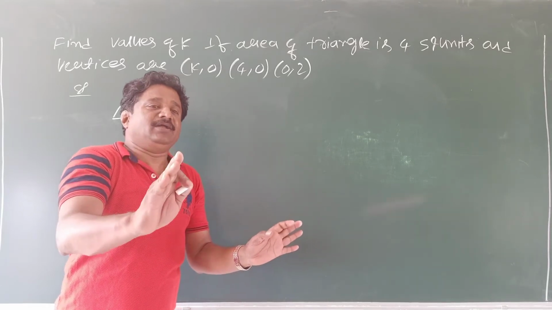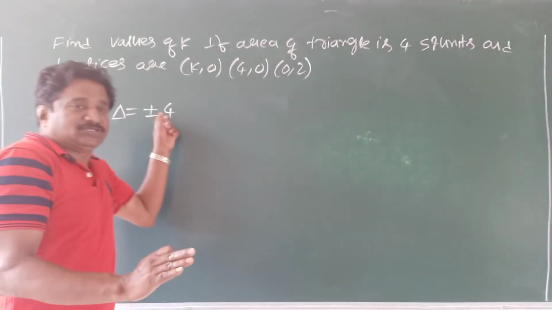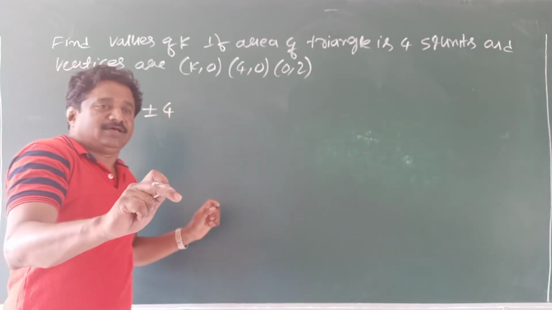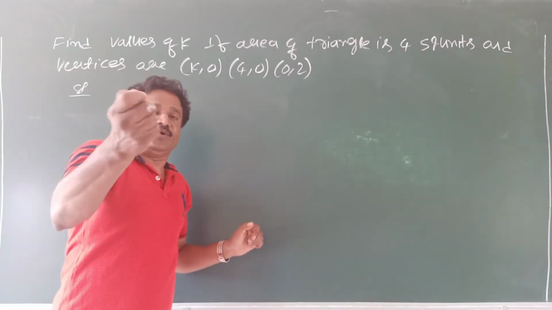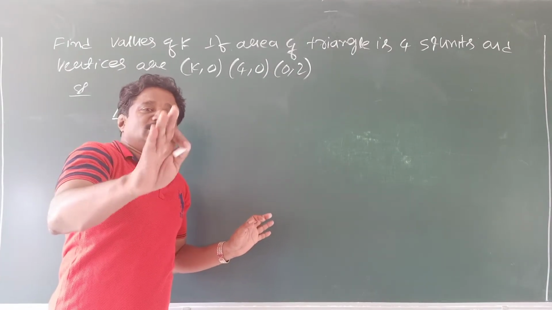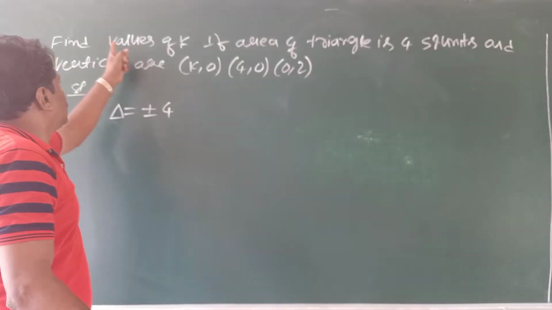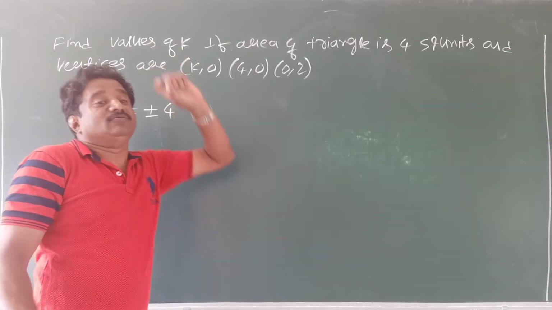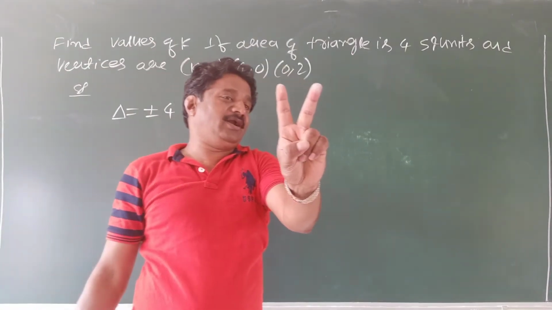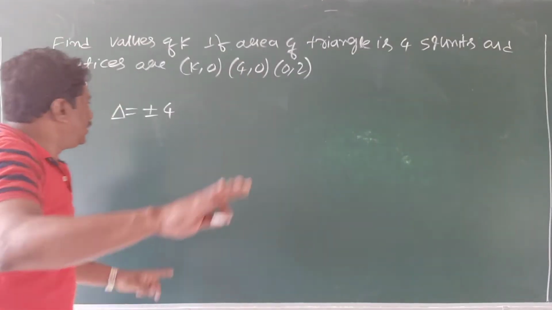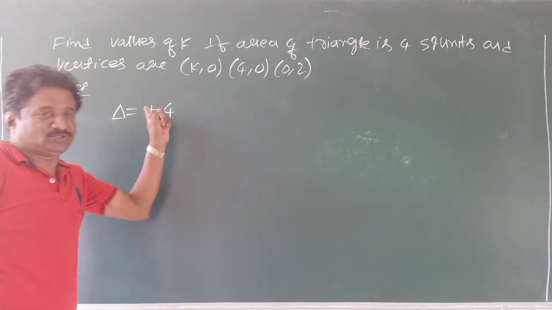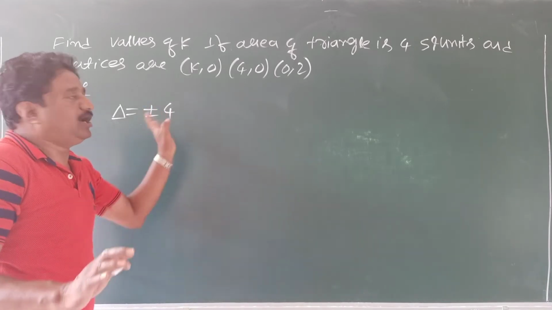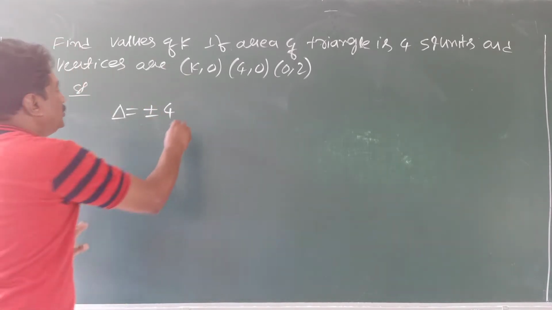For some other determinants we will get a negative value. Keeping that in mind, whenever the delta value is given, you go for using plus or minus. Here it is asked, find the values of k. Values of k means how many k's are required? 2 k's. For 2 k's I must use plus or minus. If I don't use plus or minus, I won't get 2 k values. I hope you understood that.